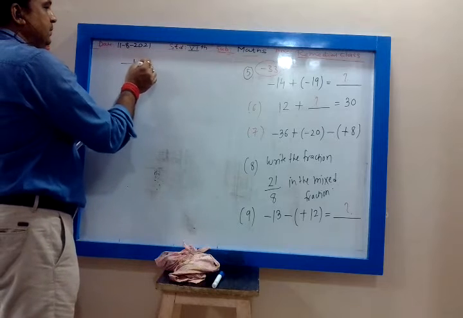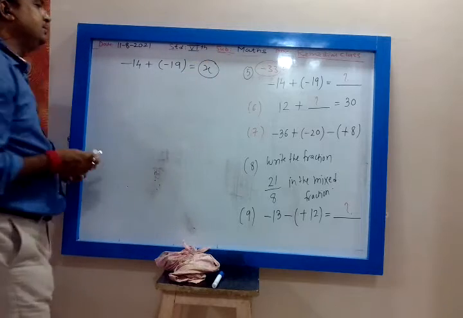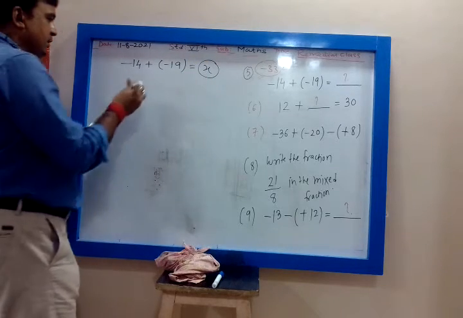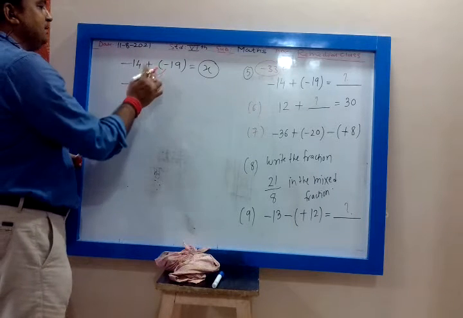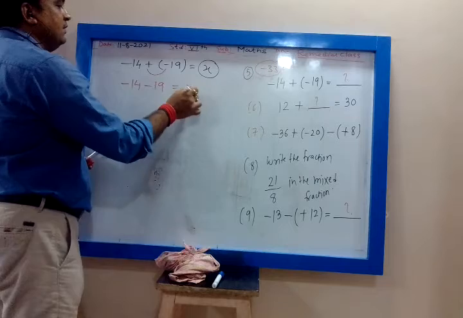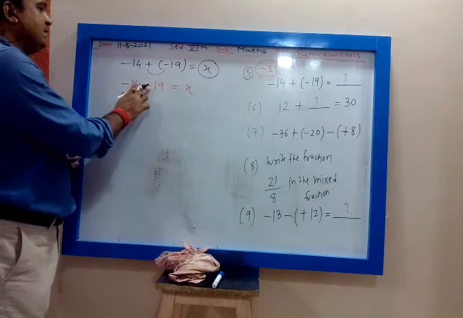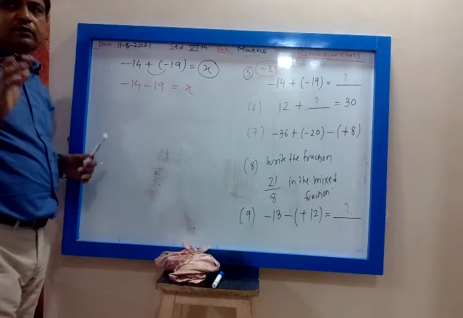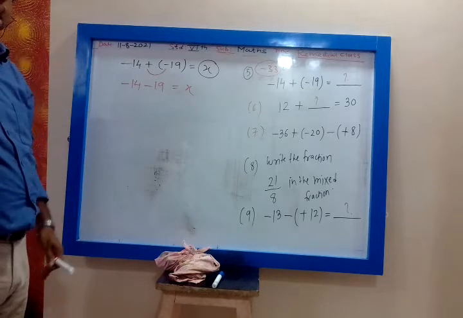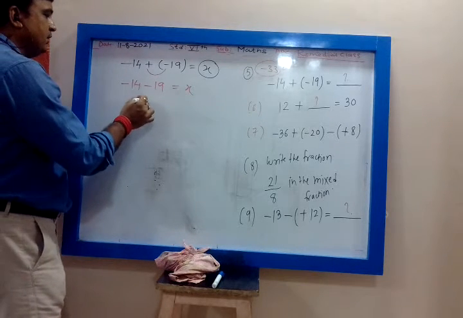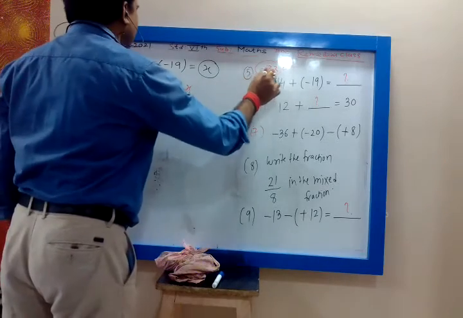Minus 14 plus minus 19 is equal to dash. We consider x. No problem. Now we have told you whenever two signs are together, you have to multiply. So minus 14, then plus into minus, minus 19 is equal to x. Now check whether they have same sign or opposite sign. Minus 14, minus 19, minus minus, same sign. Whenever they have same sign, you have to add the numbers and take the common sign. Minus minus, common sign, minus. 19 plus 14 is 33. 33 is equal to x. So the correct answer is minus 33.